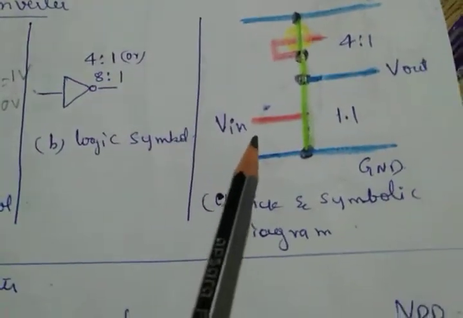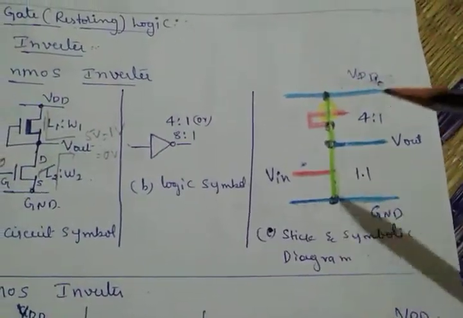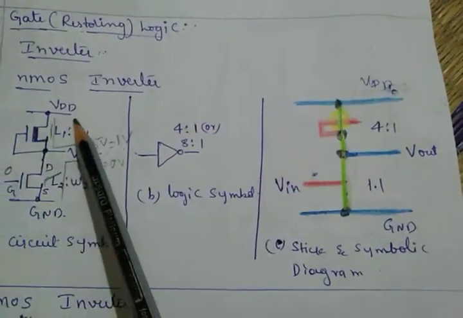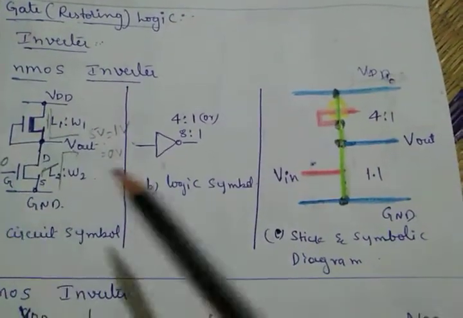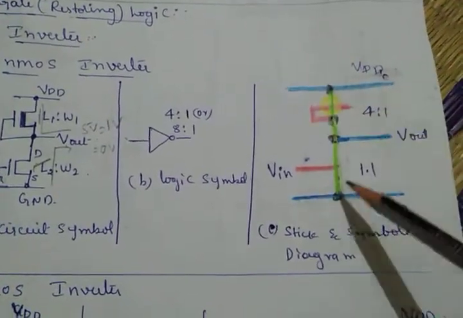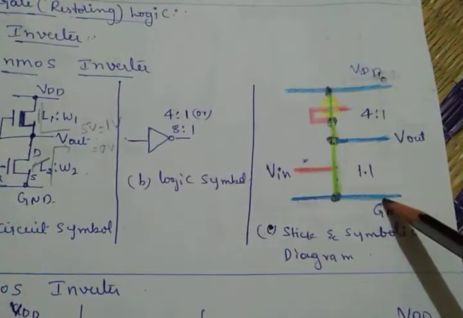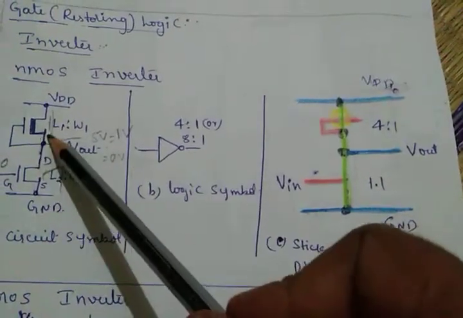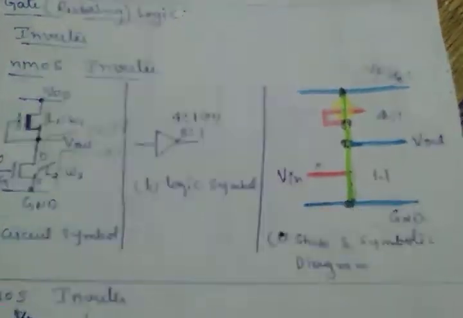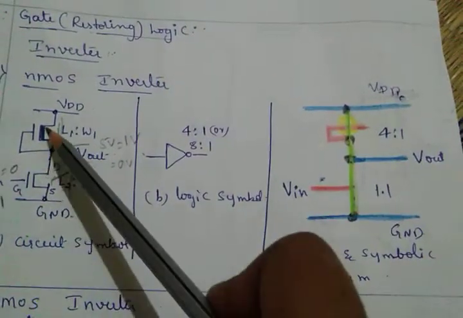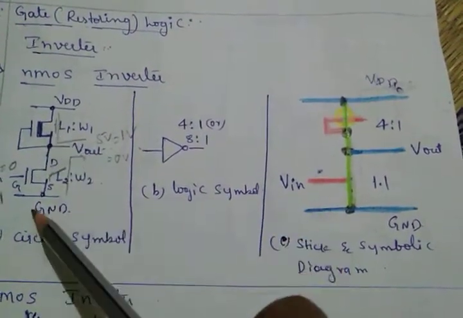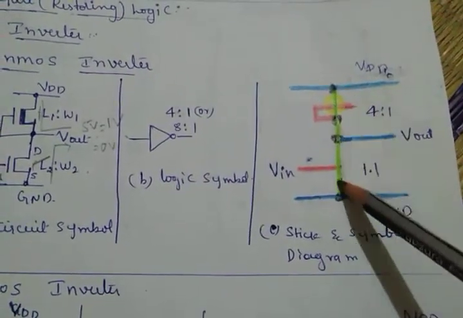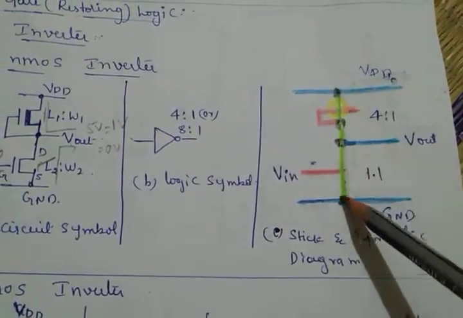So this is the stick diagram. How will we draw the stick diagram? See here, this is the VDD. The VDD and the ground I am marking here with a blue line, that is metal. And this is the nMOS transistor. How do we represent the nMOS transistor? In green color, so draw a straight line for the nMOS transistor.